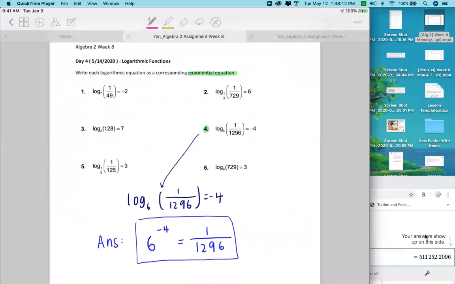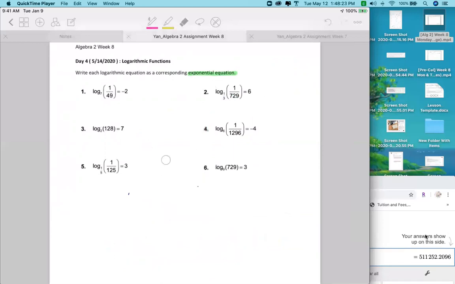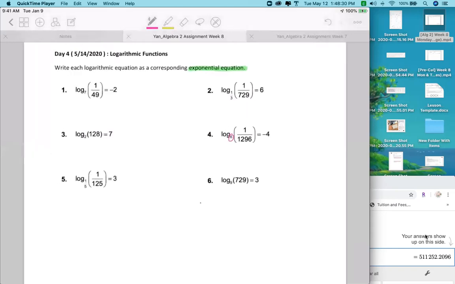Okay, so day 4, I did number 4 for you. Let me just redo that one so you can see the whole process. So number 4, again, your base is this little number down here, and I rewrite that as a big number, 6. Remember, everything on the other side is your exponent. So I'm going to rewrite that as my exponent now, and it equals whatever's in that parentheses. That's your answer.